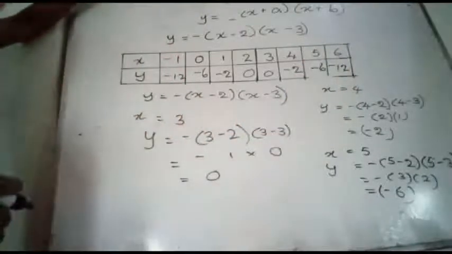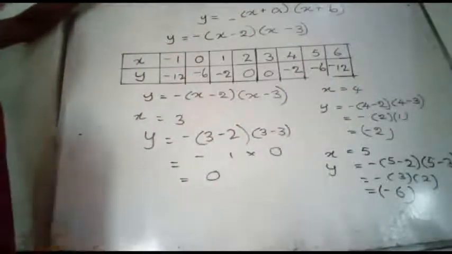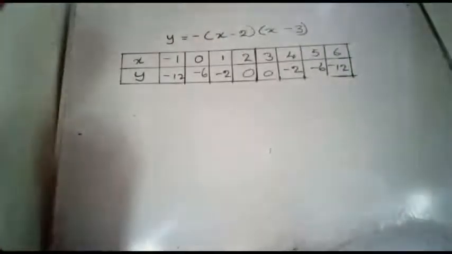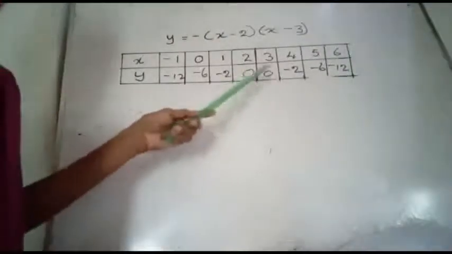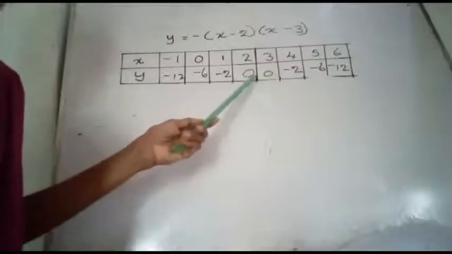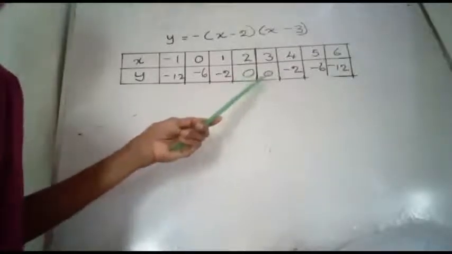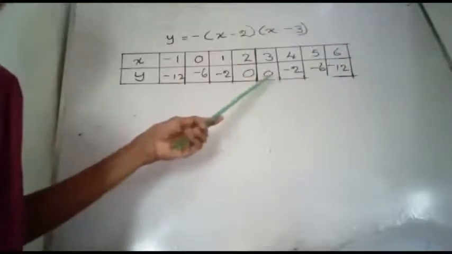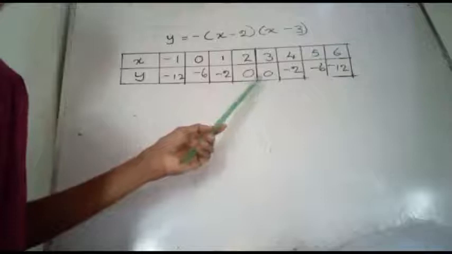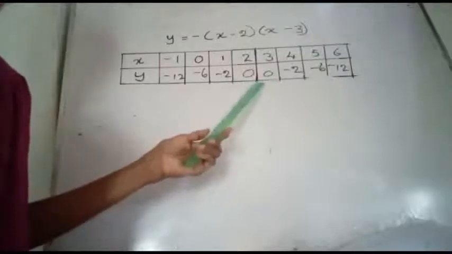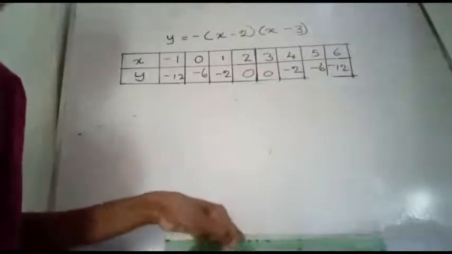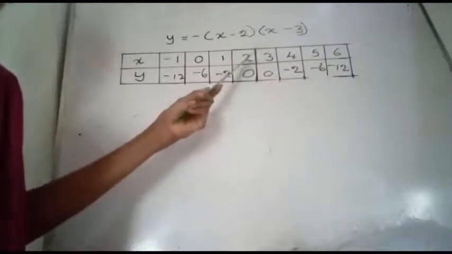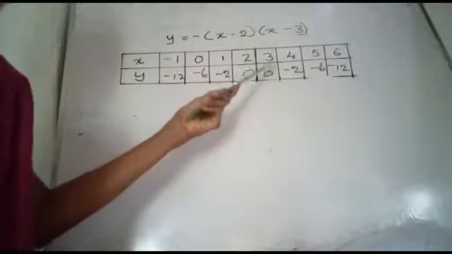Here the y coordinate is 0 at both x equals 2 and x equals 3. Then the turning point, or maximum value, or axis of symmetry: the axis of symmetry goes through the middle of 2 and 3.